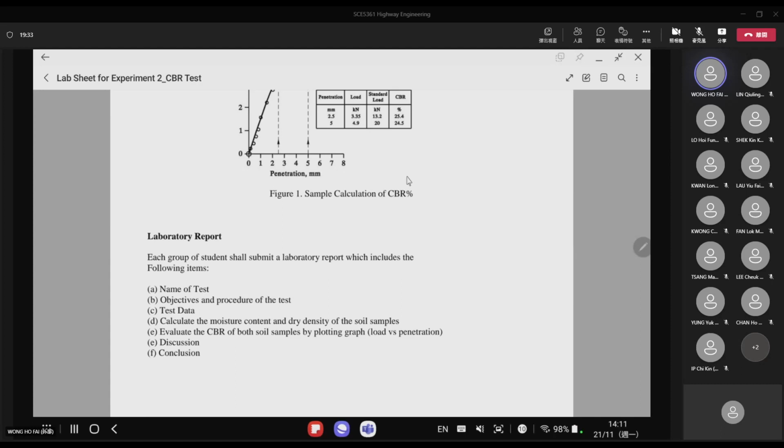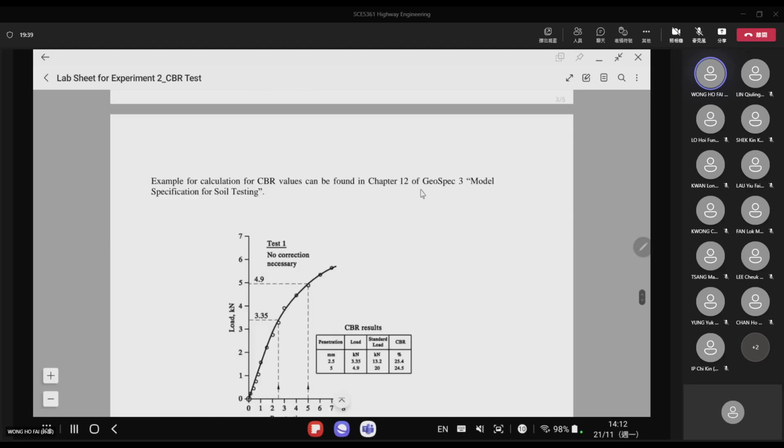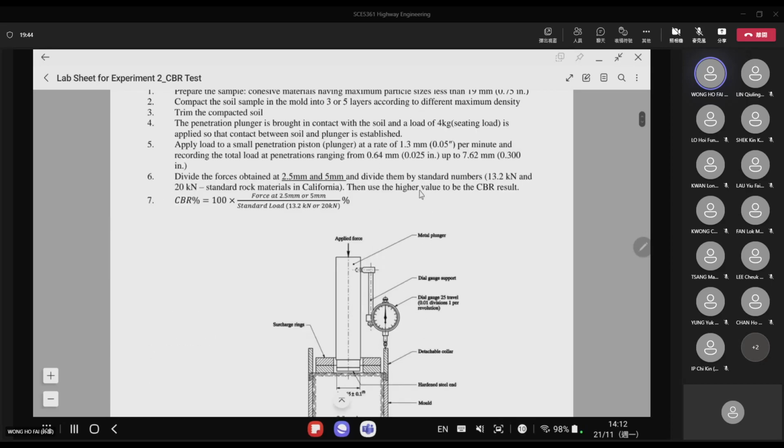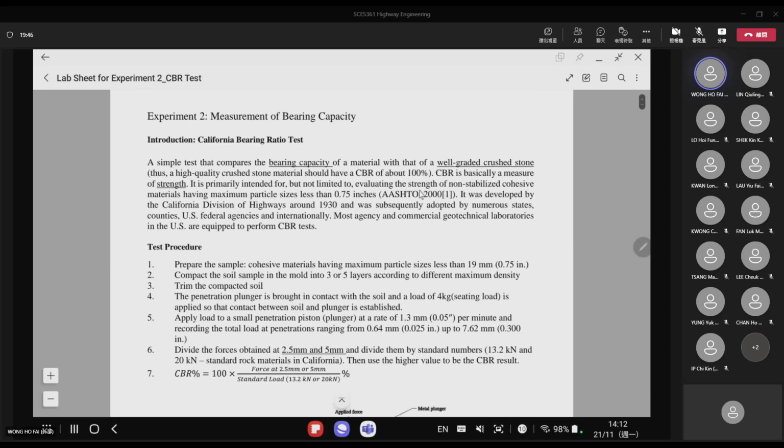So in total you have 2 lab reports. The procedures and the lab sheet I've already uploaded to the Moodle, okay? This is for the lab.